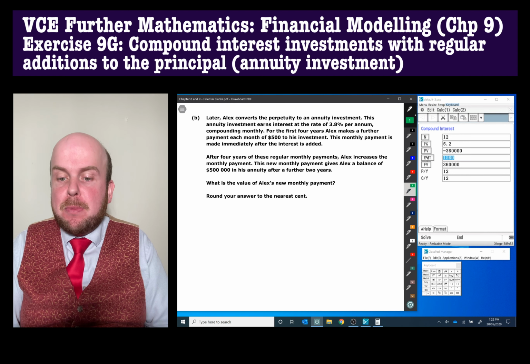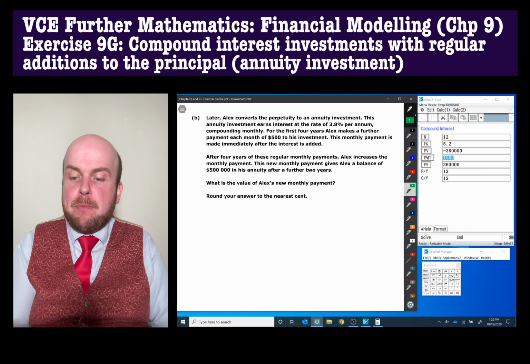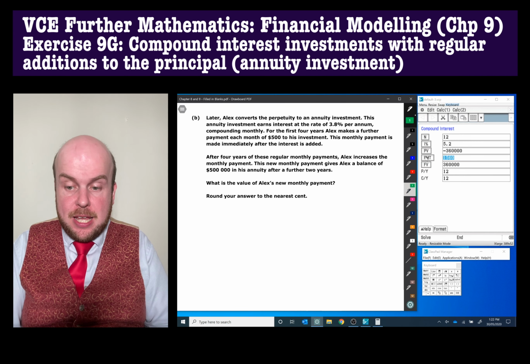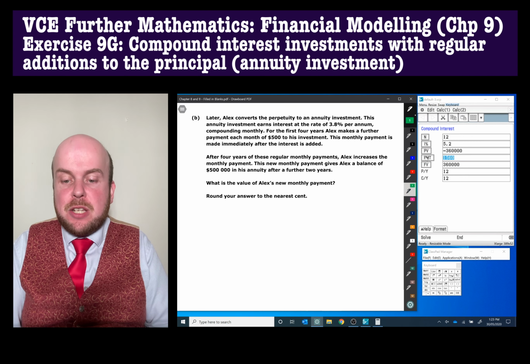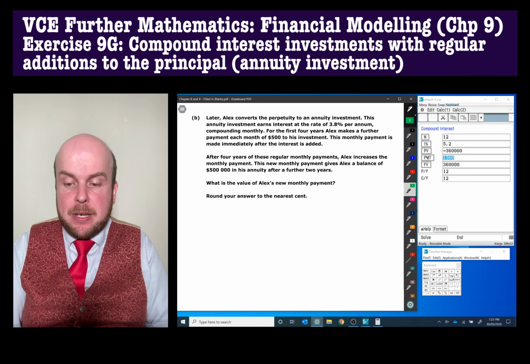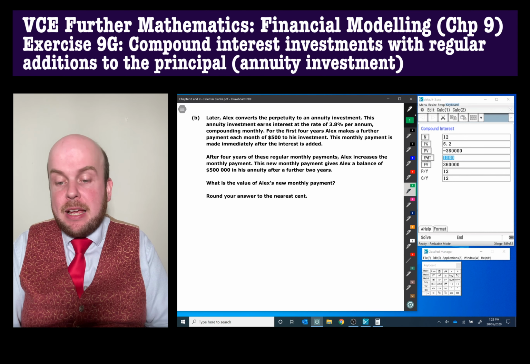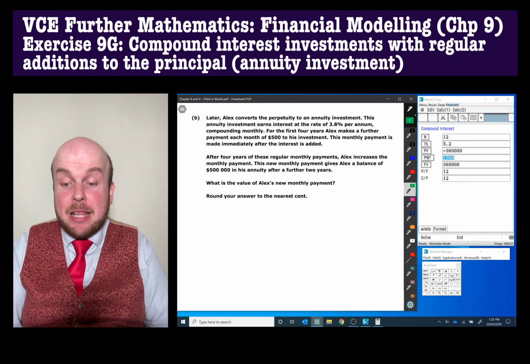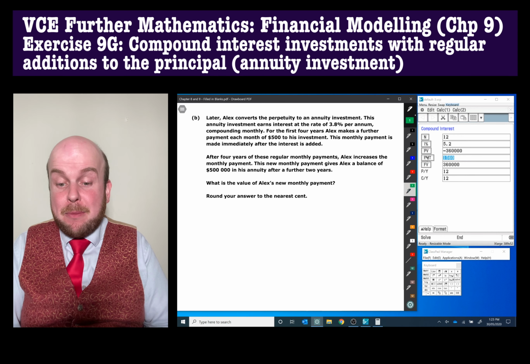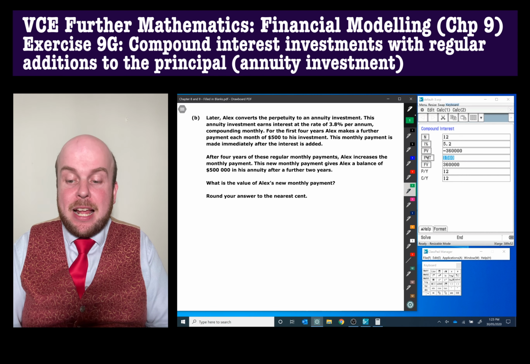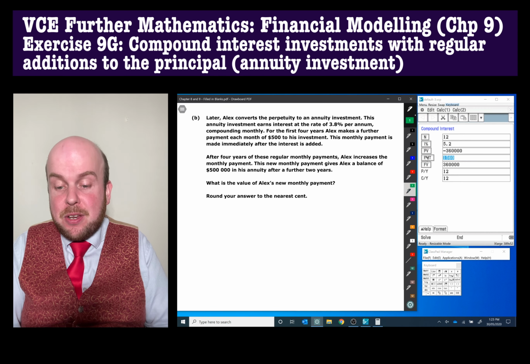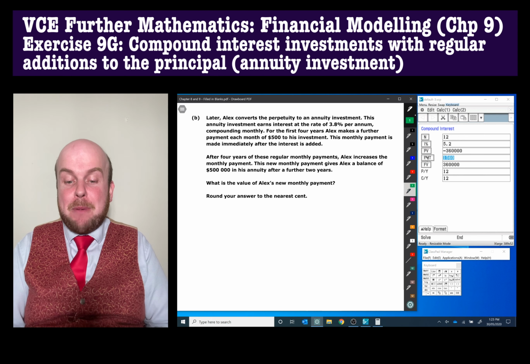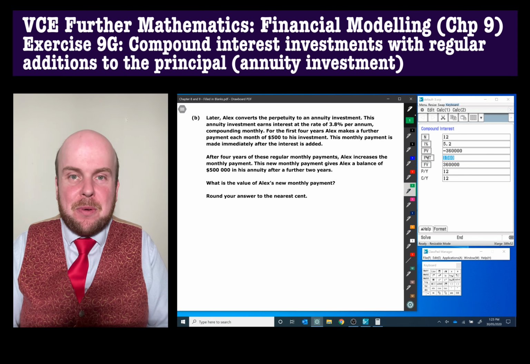B. Later, Alex converts the perpetuity to an investment, annuity investment. This annuity investment earns interest at the rate of 3.8% per annum, compounding monthly. For the first 4 years, Alex makes a further payment each month of $500 to his investment. This monthly payment is made immediately after the interest is added. After 4 years of these regular monthly payments, Alex increases the monthly payment. This new monthly payment gives Alex a balance of $500,000 in his annuity after a further 2 years. What is the value of Alex's new monthly payment? Round your answer to the nearest cent.